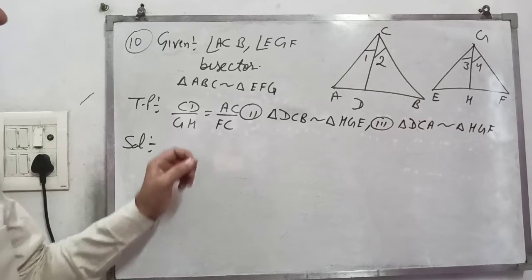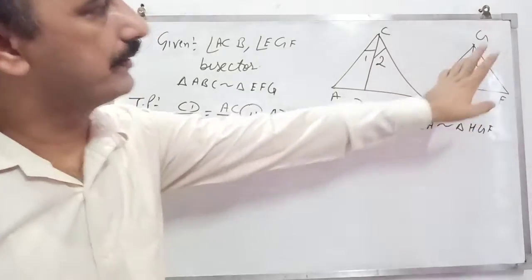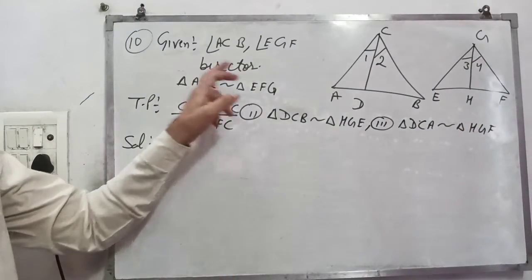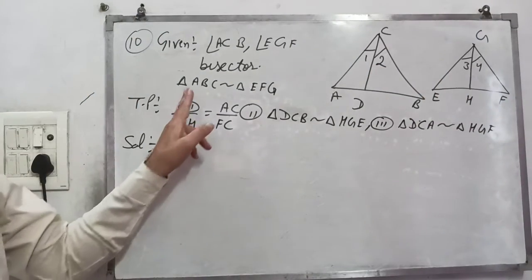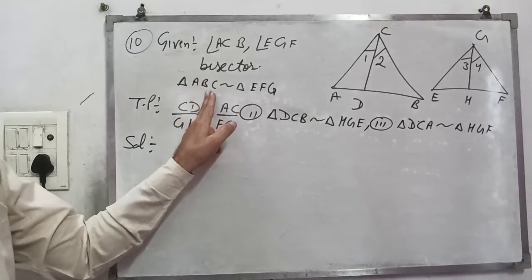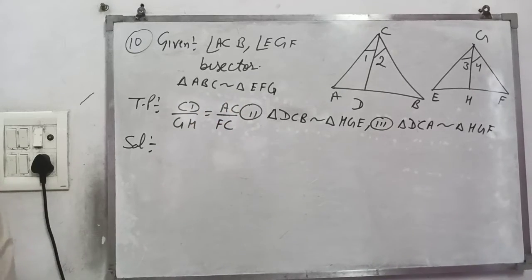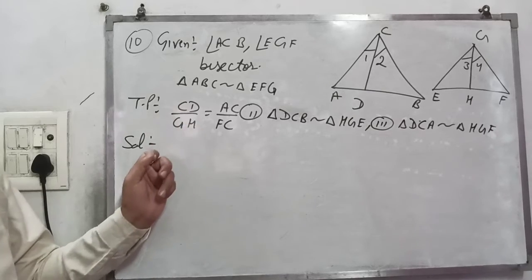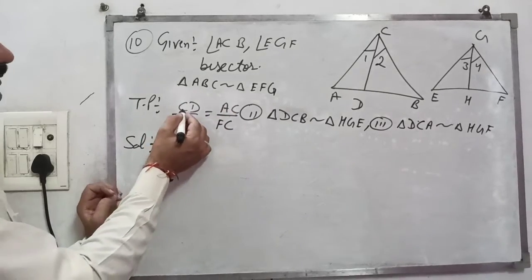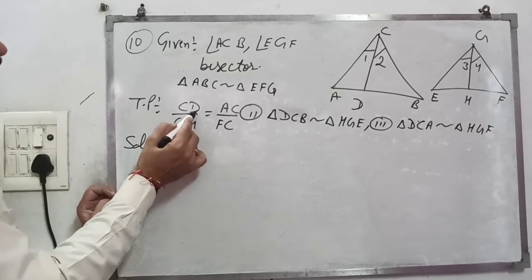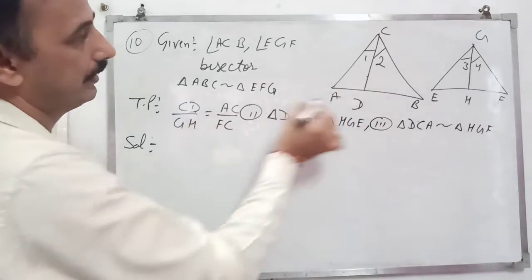So question number 10, there are two triangles ABC and EFG, and angle C is bisected and angle G is also bisected. It is also given that triangle ABC is similar to triangle EFG. Now we want to prove CD upon GH equals AC upon FC. So first find CD.